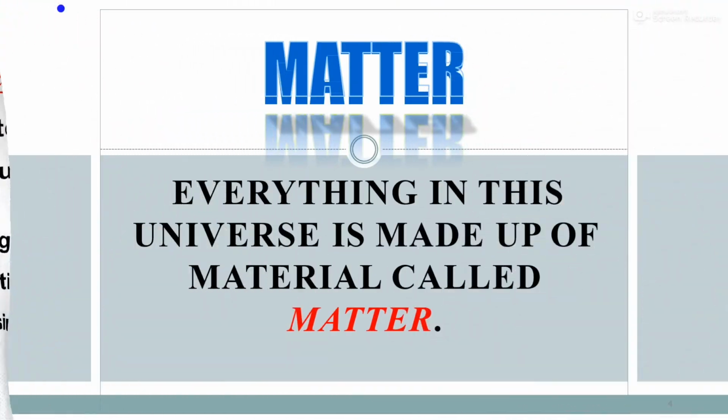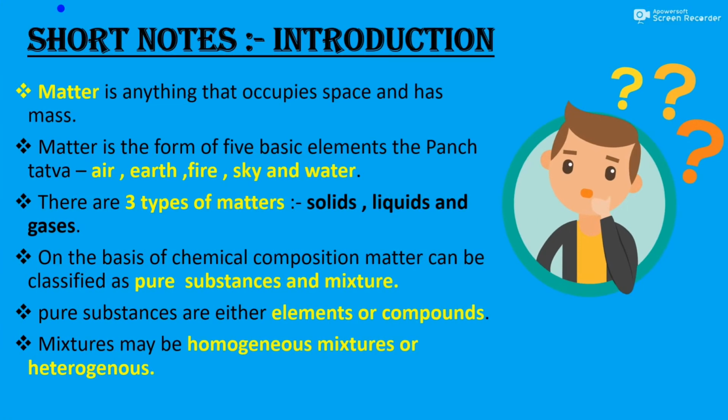First of all, we will see what is matter. Everything in this universe is made up of material, that is called matter. Everything you see in this universe is made up of tiny particles, and those particles make up matter. Short notes, introduction: matter is anything that occupies space and has mass. So anything that has a specific mass which we can measure and that occupies space will be called matter.